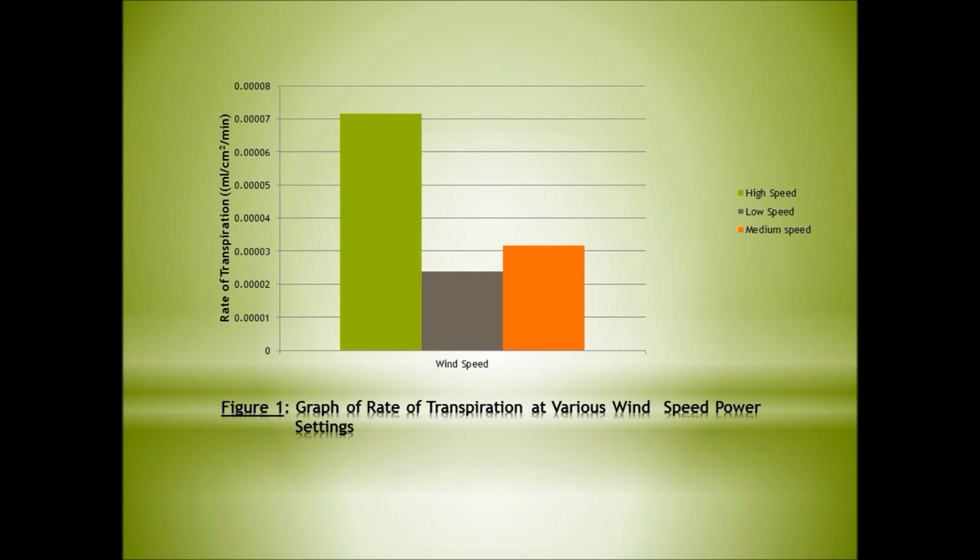Figure 1 is a bar graph displaying the average rate of transpiration for each wind speed. As can be seen, the highest rate of transpiration is that of the high-power wind setting. The lowest rate of transpiration is the low-power wind speed trial. Finally, the medium-power wind settings have a rate of transpiration that is in between that of the high speed and the low speed.